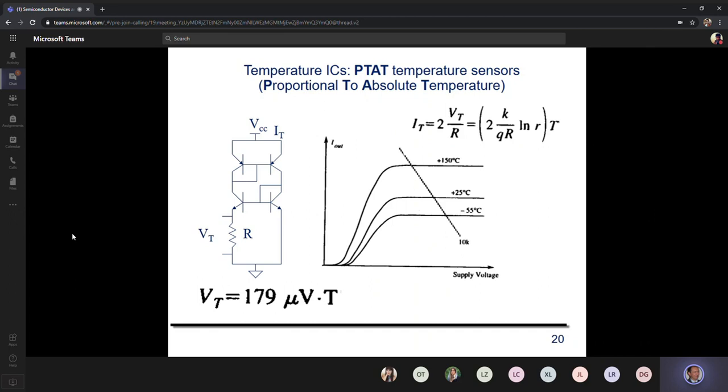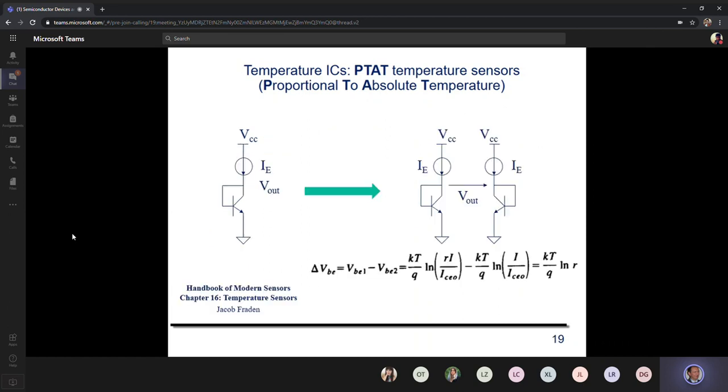Here you can see the formula that gives the voltage drop across the resistance, because what you actually measure is that voltage drop, but that voltage drop is proportional to the previous result. Why?